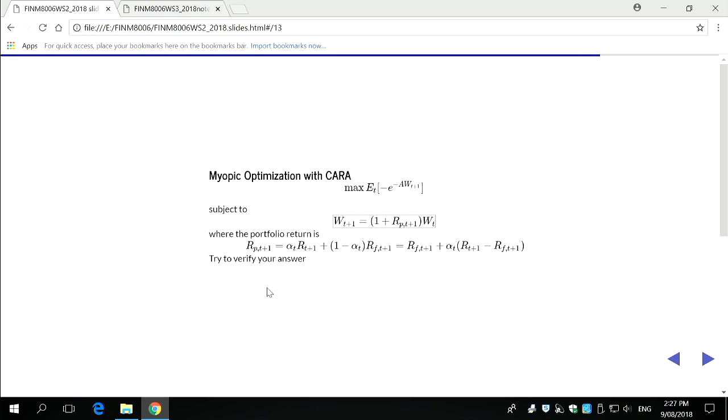I know my portfolio return is just equal to alpha times the risky asset return plus 1 minus alpha times the risk-free return. Then I can simply write it as the risk-free return plus alpha t times the risk premium. You can verify it by yourself; try to do it at least once. So how do we do this maximization? Should we just take the derivatives and use the Lagrangian?